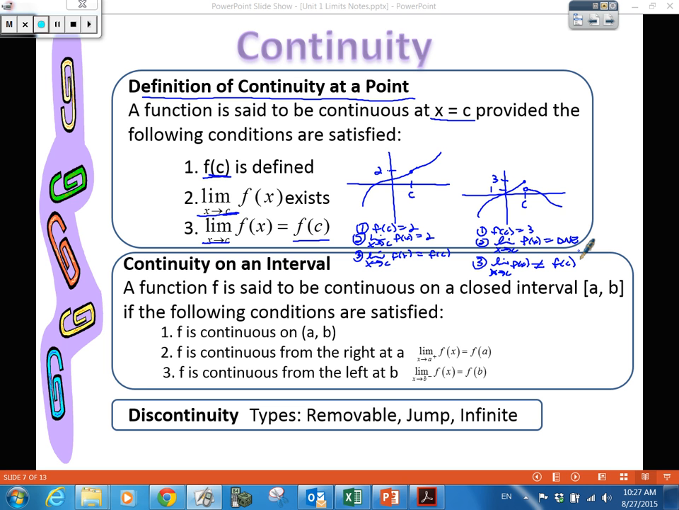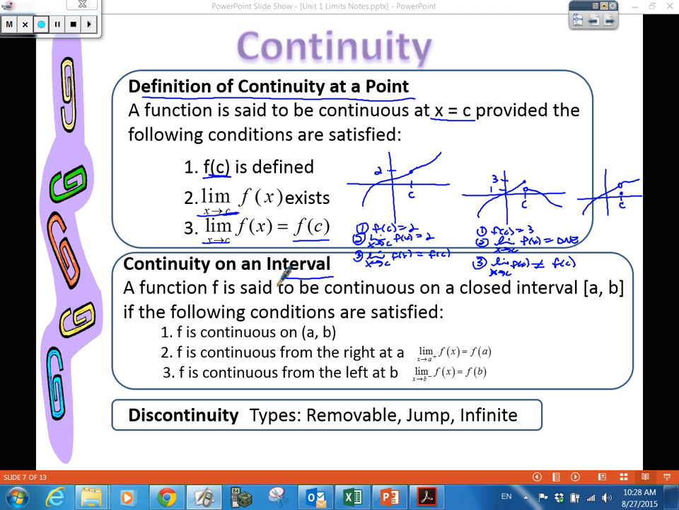Okay? It is possible for the limit to exist and this still not to work. I'm not going to go through all the steps, but I want you to consider something like this. Is the limit going to exist here? Yes. And the function value will also exist, but the limit value and the function value are not going to be the same, so it's not continuous at c. Okay, are we okay with that? It's pretty important. All right.